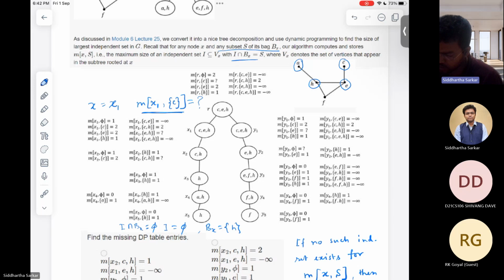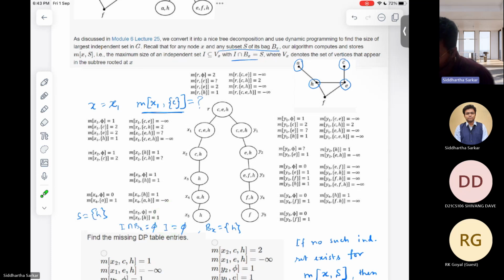Now x5 comma h. When s is equal to the set comprising of h, the value is 1, and that is by the same argument that h itself is an independent set. If you consider the intersection of h with s, which in this case is h, and if you consider this independent set h with the bag content, which is h, then you get S, and that is what is expected. So that is the maximum independent set containing h only.